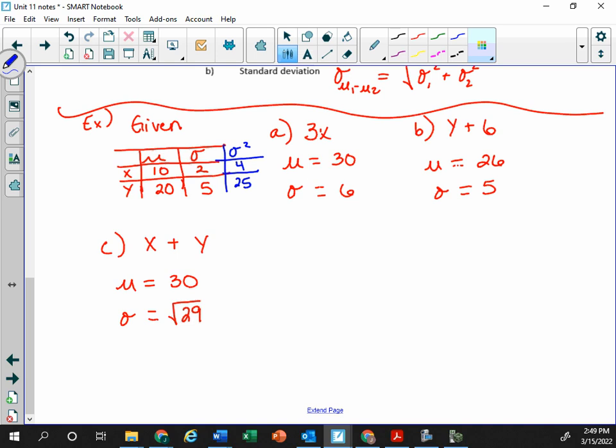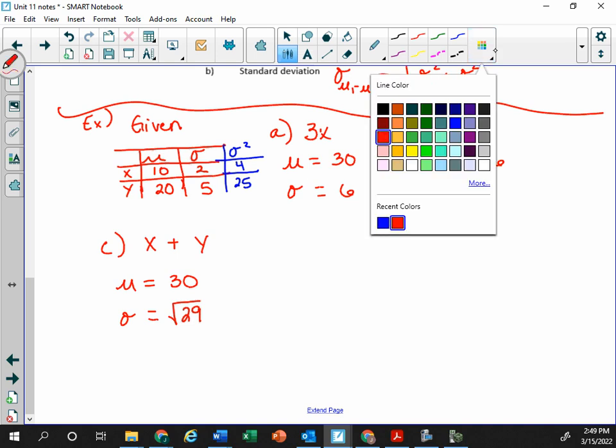Okay. Everybody okay with that? Are we sure? Let's wait a sec. So part C, x plus y. Are you okay with the new mu being 30? Sigma, square root of 29. To do that, remember we take the variance for each. If your sigma's 2, that means your variance is 4. If your sigma's 5, your variance is 25. We just square those numbers, add them together, and then take the square root.